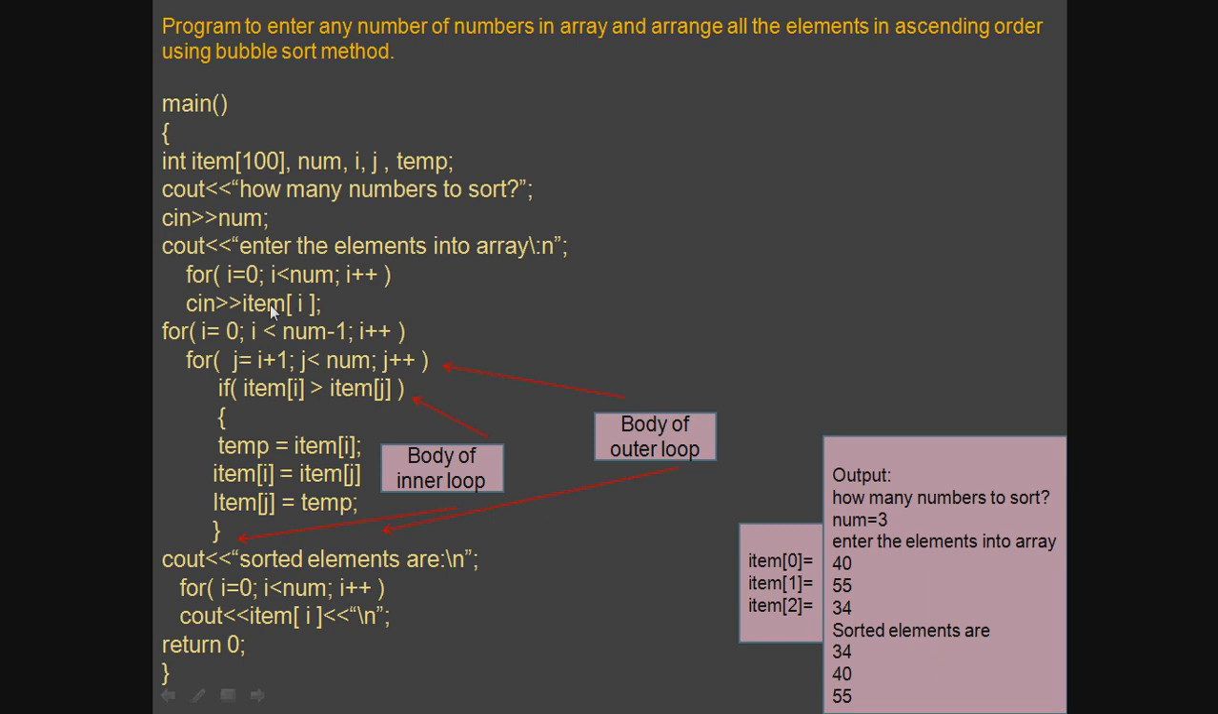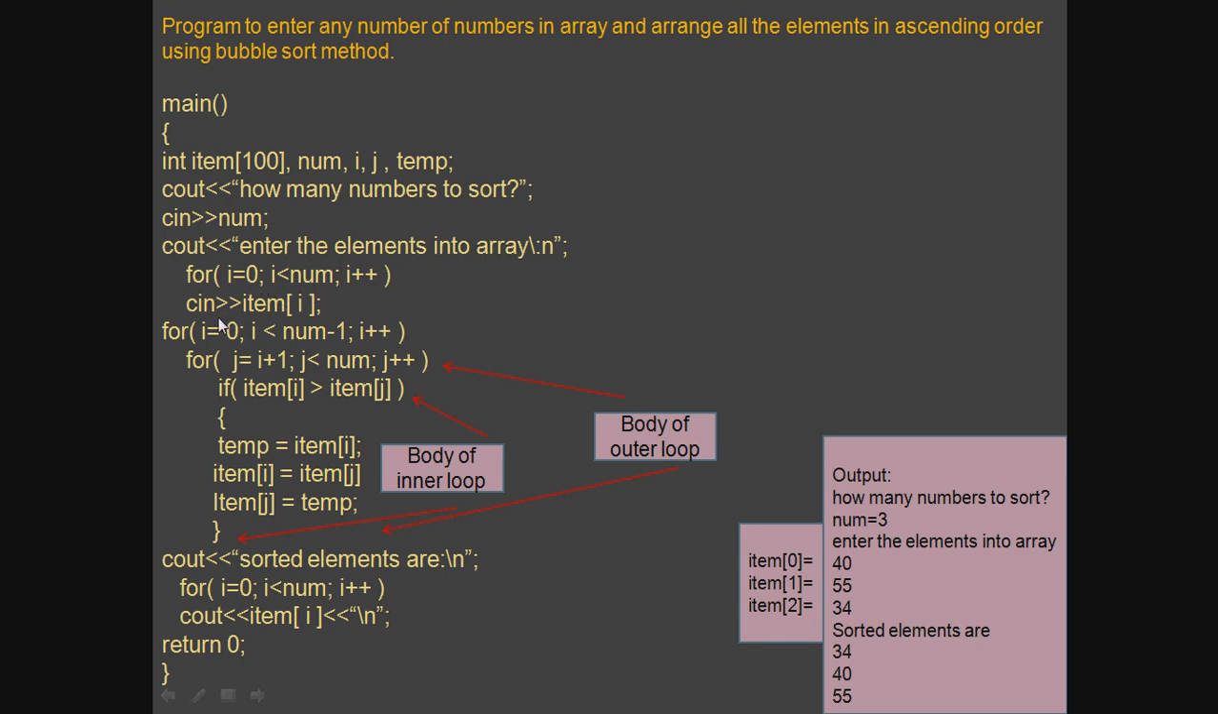Item i means, as you know, the array counter variable always starts with 0, because the array element always starts with 0. Since you are declaring 3, it will create 3 array elements: item 0, item 1 and item 2, and the values will be stored. When you enter from the keyboard, item 0 will store 40, then i gets incremented, 1 is less than 3, right? So again, item 1 will store 55, then i gets incremented, i becomes 1 plus 1, 2. 2 is less than 3, yes.